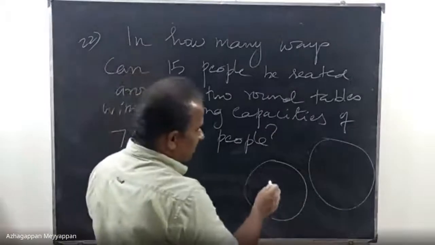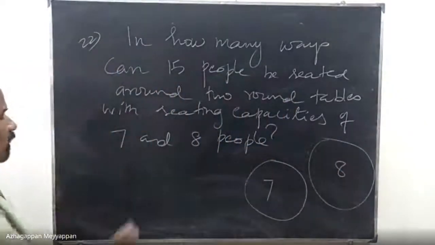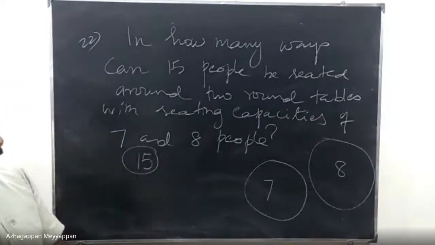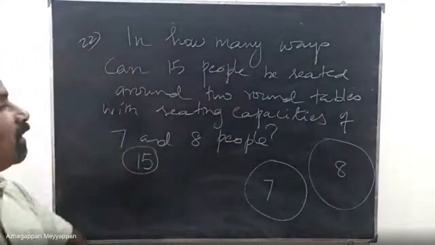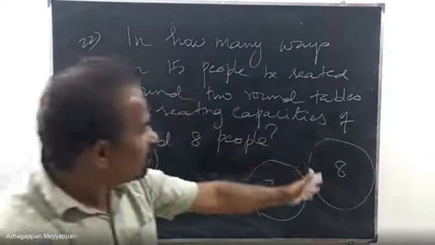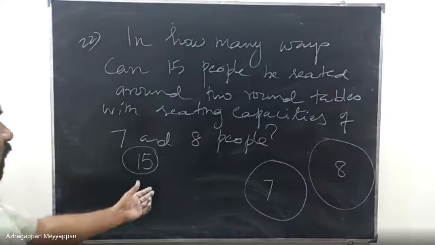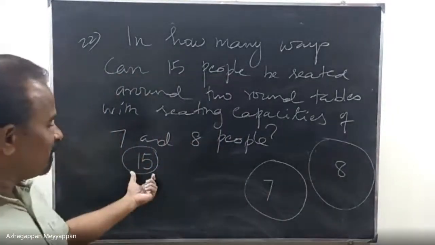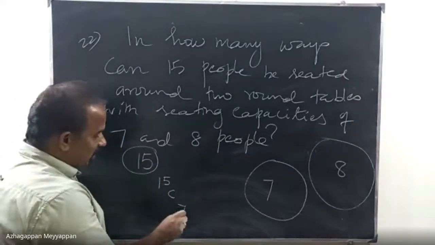One seating capacity is 7, another is 8. There are totally 15 people. How many ways can they sit in their respective round tables? First of all, we have to select 7 persons out of 15 persons. So therefore 15C7.